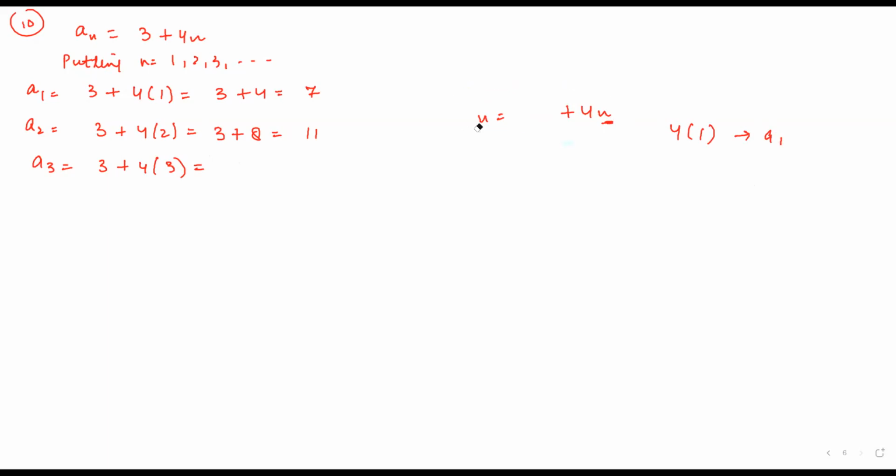So from here you can find a1, a2, a3. So 3 terms are enough to find. 3 plus 12, that becomes 15, right? Now, we don't know it's an AP, so let us check. So we find the common difference. I mean the difference, we don't know it is common or not.